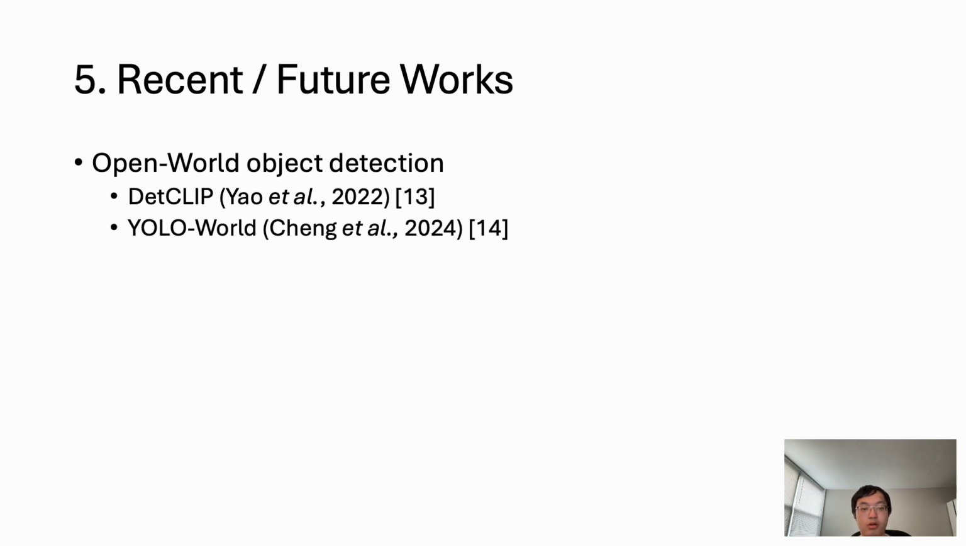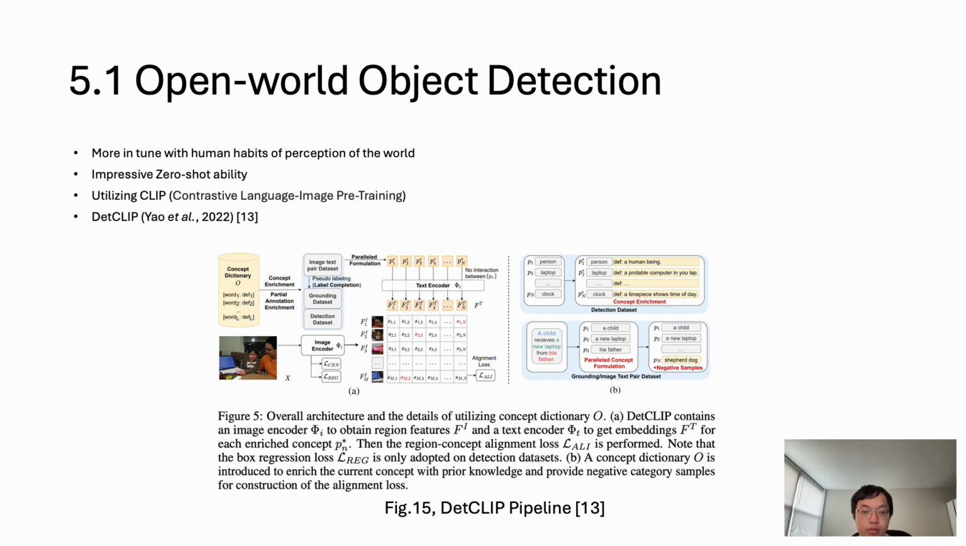For recent works, I will focus on open world object detection. One is DetCLIP, and another one is YOLO-World. For the first one, open world object detection is more in tune with human habits of perception of the world. And most datasets only contain a limited number of classes. For example, MS COCO only contains 80 classes. This approach has a very impressive zero-shot ability. By utilizing CLIP, contrastive language-image pre-training, it enables unlimited class numbers and categories.